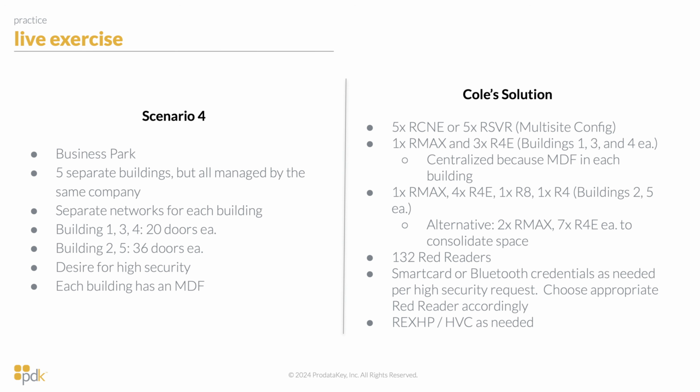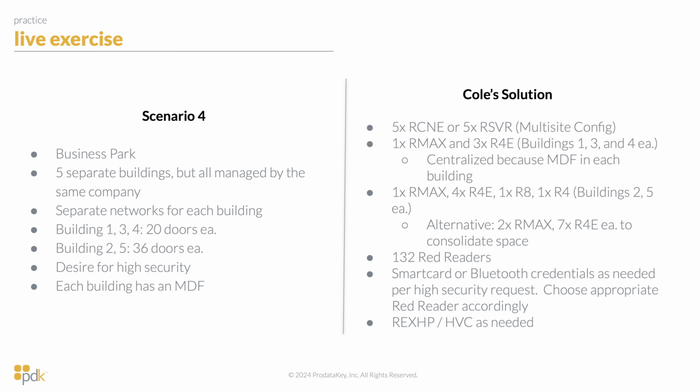Now on top of that, we need to do either another Red Max and do 2 Red Maxes with a total of 7 R4Es, or probably a cheaper approach would be to do an R8 and an R4, and that'll give us a remaining 12 controllers that we need to get to 36 doors. So you can see my solution below as an alternative if space consolidation and keeping everything within the same enclosures is a primary idea for you.